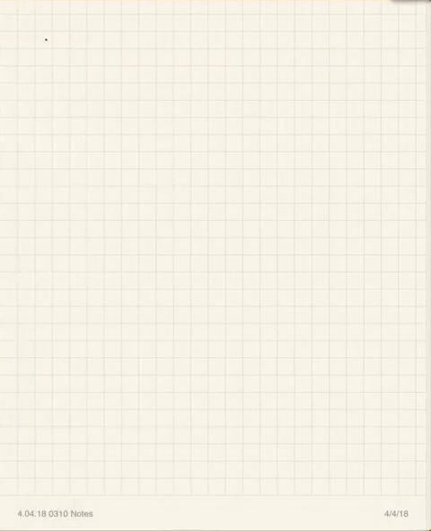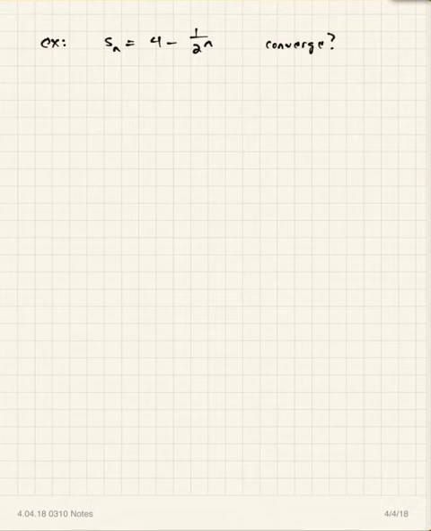So we're just going through some examples here of sequences to cement and tie together things we were doing last time. So let's say that this is the nth term of our sequence: S sub n is equal to 4 minus 1 over 2 to the n. And once again, the question here is, does this sequence converge or does it diverge? A direct approach to this problem is to take the limit of the nth term.